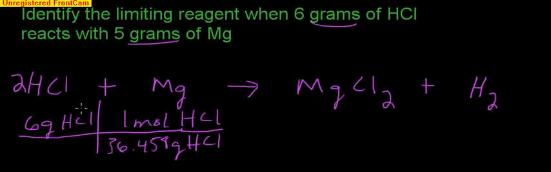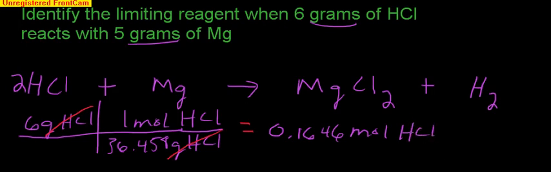So here what's going to happen, my grams of HCl are going to cancel, I'm left with moles of HCl, which is what I want. So after I do this, I basically am taking 6 divided by 36.458, and the number that I get for that comes out to be 0.161646, and this is moles of HCl.